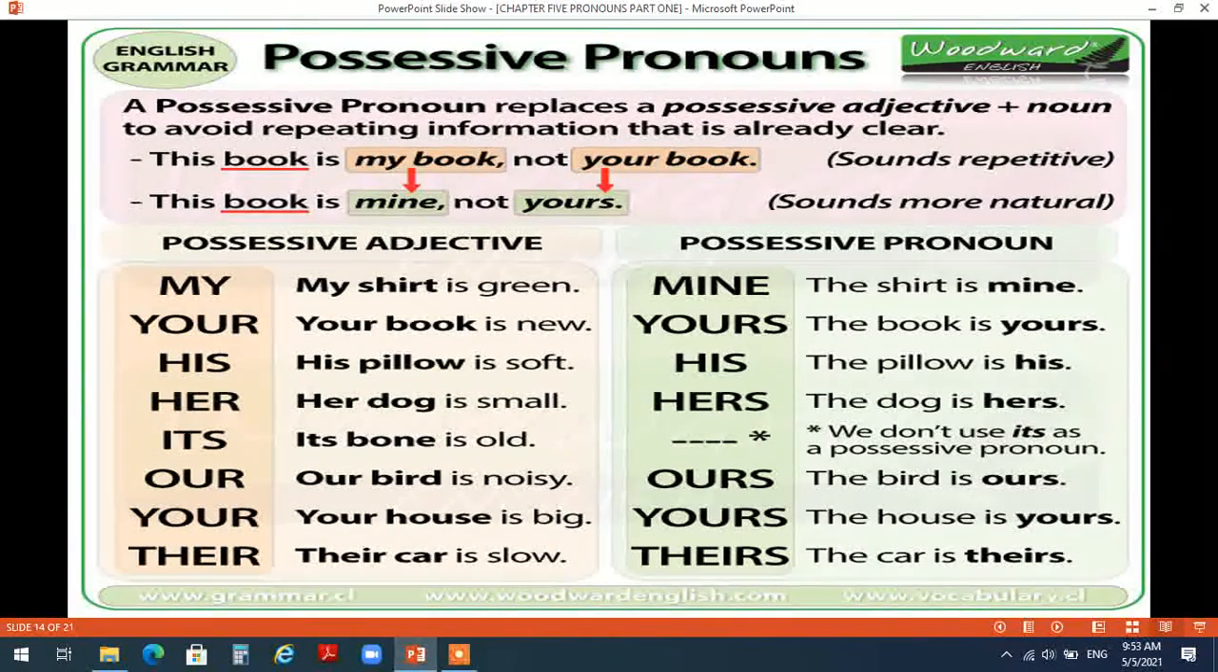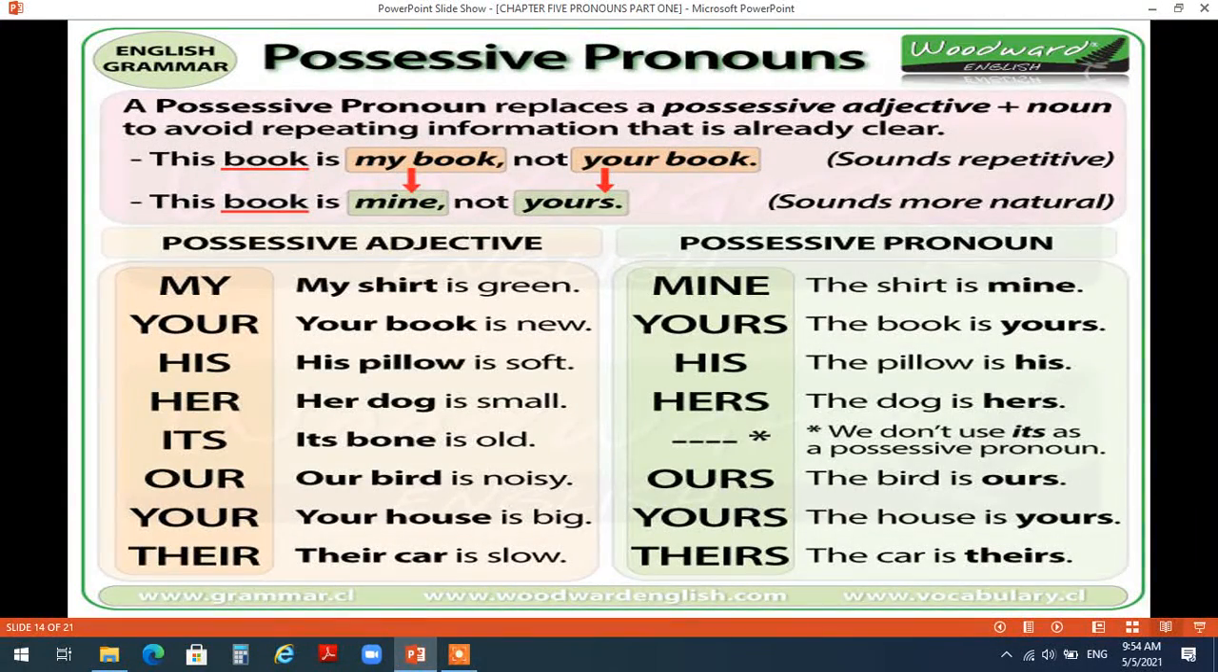Now, regarding possessive adjectives and possessive pronouns, you can see here how they are used within sentences. For example, my shirt is green. This is a possessive adjective. While a possessive pronoun, you can say the shirt is mine. Your book is new. This is a possessive adjective, but the book is yours. This is a possessive pronoun.